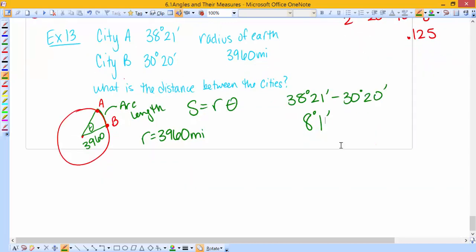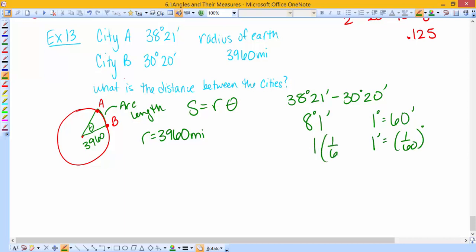Unfortunately, I need to convert the minute into degrees. So if you remember from our work yesterday, 1 degree is the same as 60 minutes. And so 1 minute is the same as 1/60th of a degree. So 1 times 1/60. And 1 divided by 60 is 0.0166. So this is 8.02 degrees.